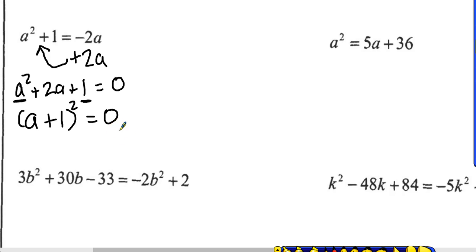All right, so how many solutions am I going to get?